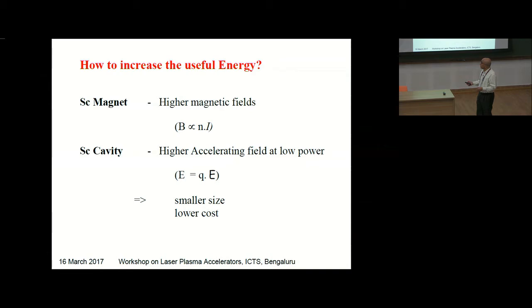And for generating high accelerating fields at low power, you go to a superconducting cavity. Instead of a copper cavity, you make a superconducting cavity. Again, the losses inside the cavity are very low. With a few watts of power, you can generate megavolts of fields. Both of these lead to smaller size of the accelerator and lower cost, which has allowed us to make the very, very large accelerators today.